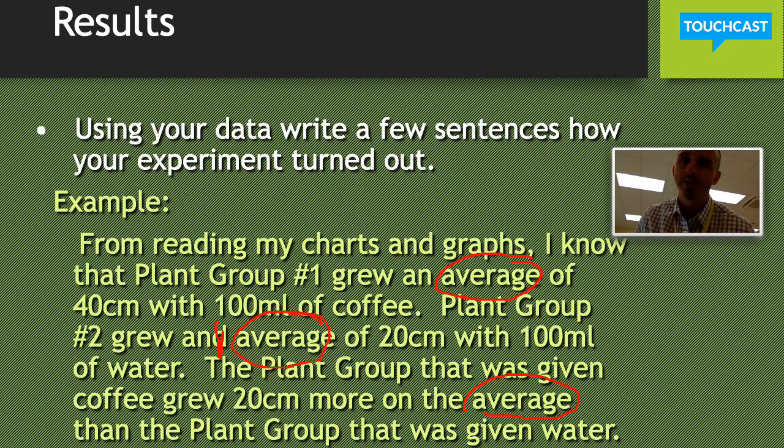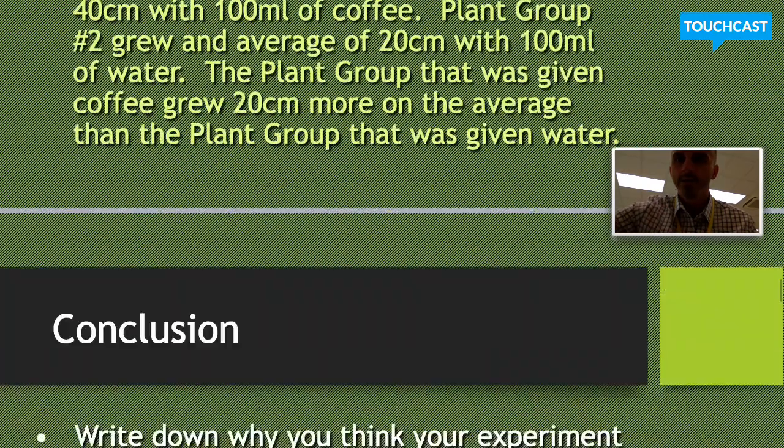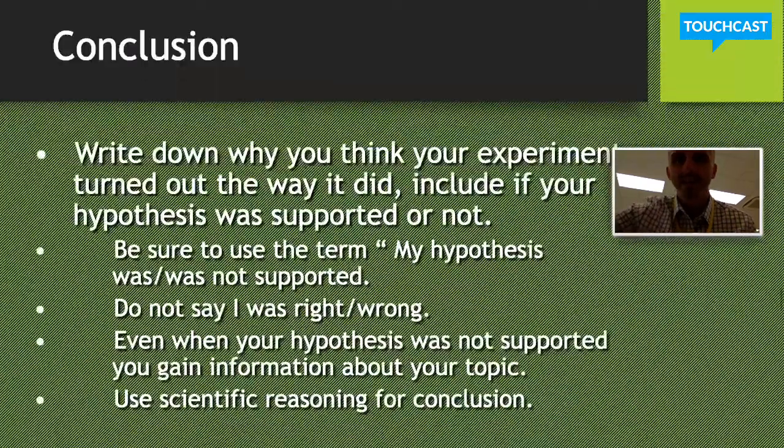And if you're not sure how to do average, you might want to get the help of an adult or just do an internet search. How do you find the average of certain numbers? So let's go down to the next part. The next part is the conclusion.